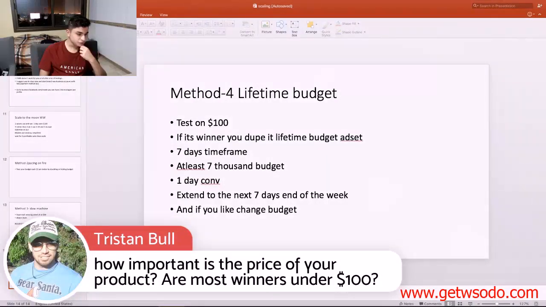How important is the price of your product? Are most winners under 100? Yes, the price of the product is important because at the end of the day, you'll get your margin from it. If the price is high, you have a good margin. That's a good one. Probably most of the winners are less than $100.